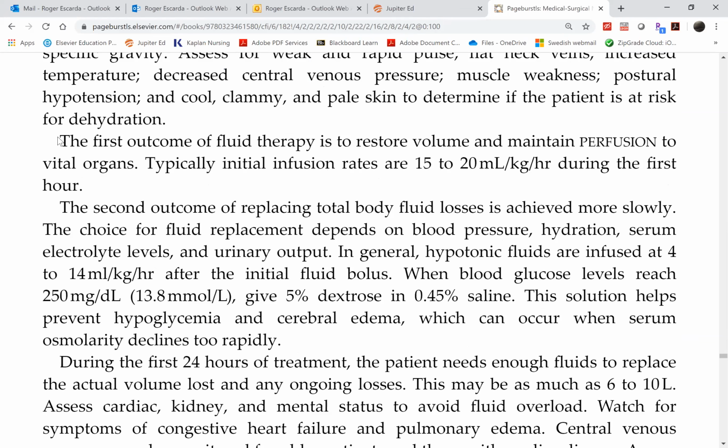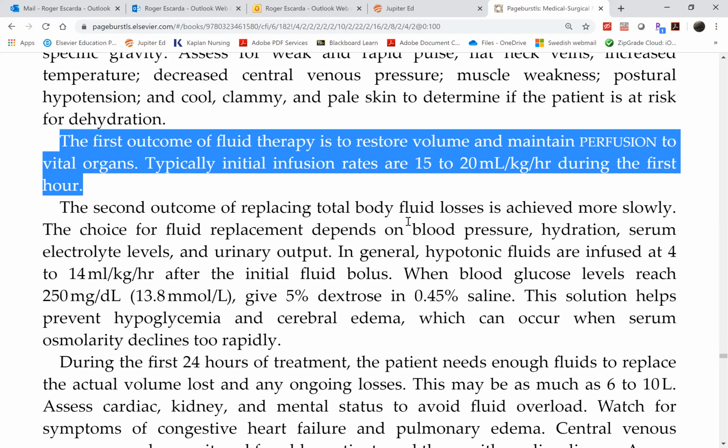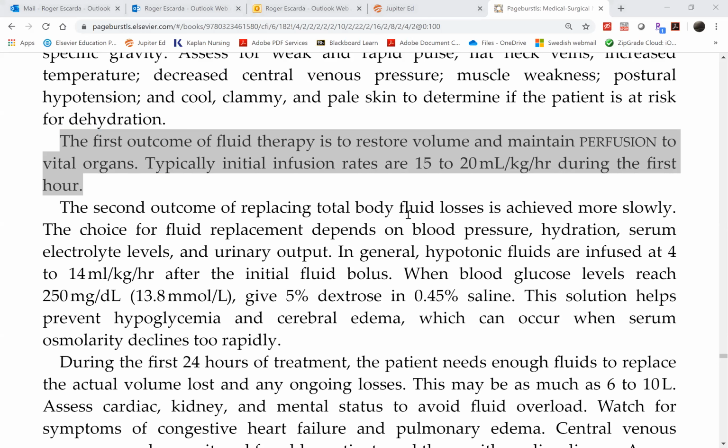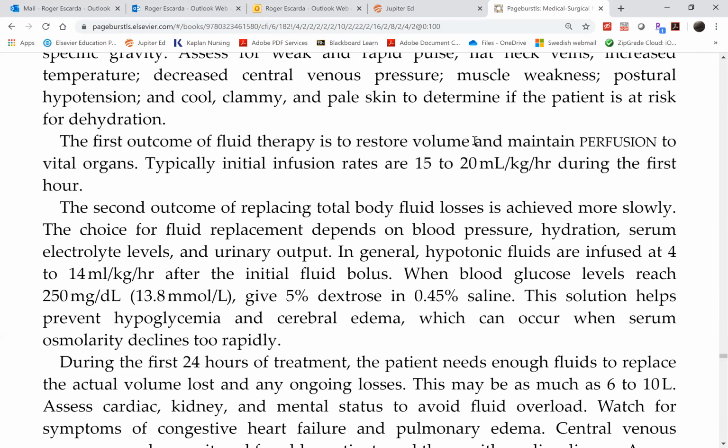So if you read the second paragraph, thank you for reading, Mr. Kyle. The first outcome of fluid therapy is to restore volume and maintain perfusion to vital organs. Typically, initial infusion rates are 15 to 20 mLs per kilogram per hour during the first hour. So the first hour, what type of IV fluid are we expecting the doctor to order? Normal saline. All right. So the only fluid here are crystalloids.